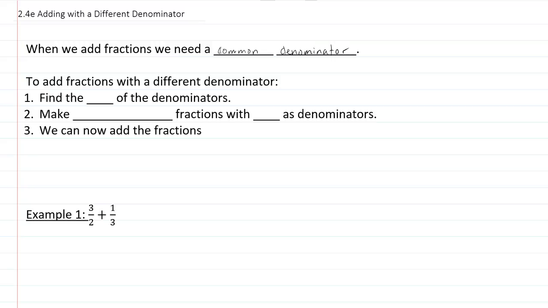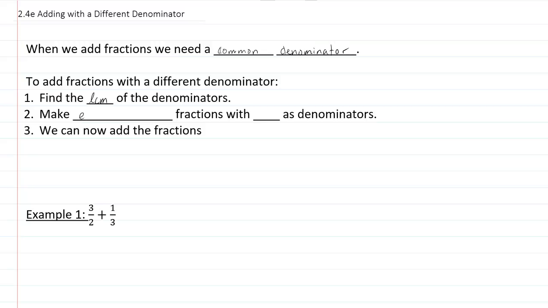Because what we have to end up doing is turning this problem, adding with different denominators, into a problem we already know how to solve, adding with the same denominator. So how do we do this? To add fractions with a different denominator, we first find the LCM of the denominators.